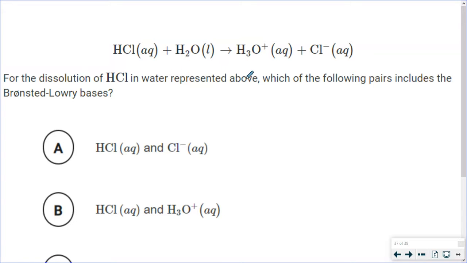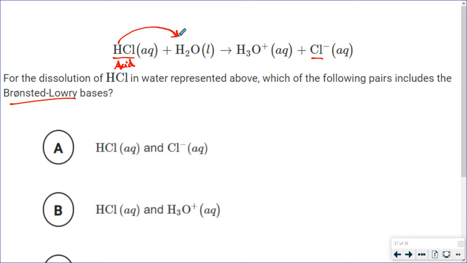For the dissolution representing the equation above, which of the following pairs includes Bronsted-Lowry bases? Well, we want to evaluate what happens to the proton up here. So if our HCl starts out on the left side and turns into Cl minus on the right side, what did HCl do? Well, it lost this proton. It donated the proton right here. A proton donor, the Bronsted-Lowry definition of an acid is a proton donor, so this is an acid.